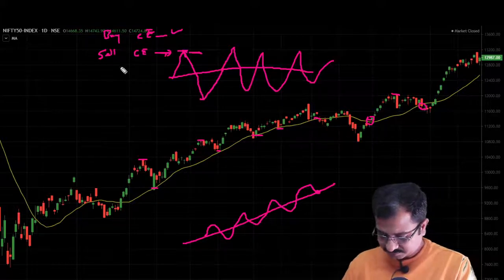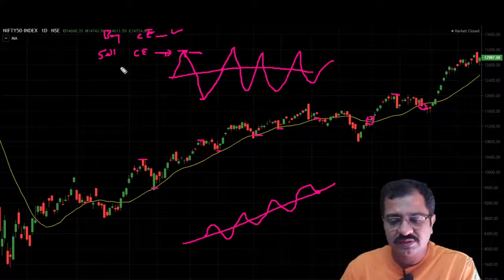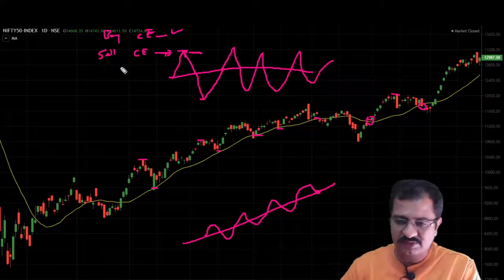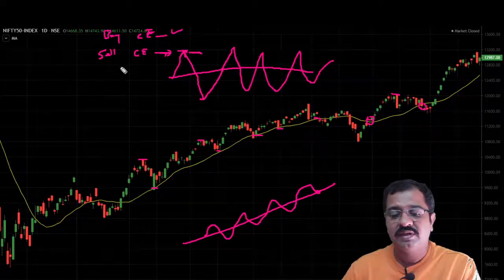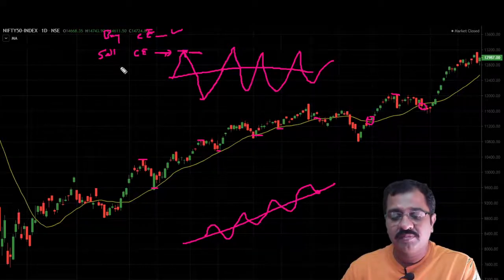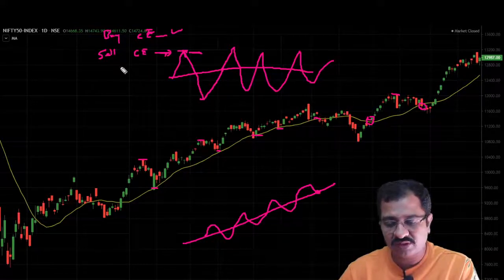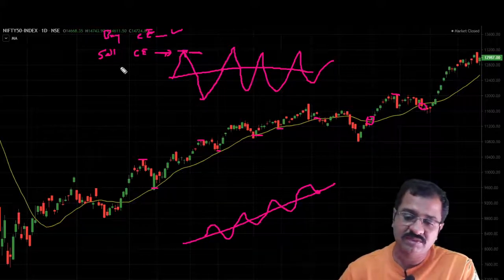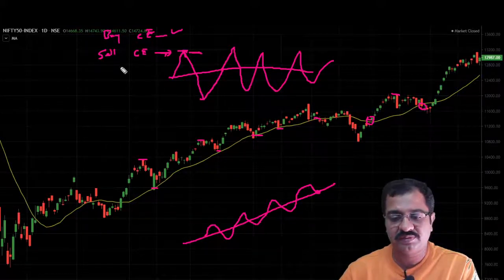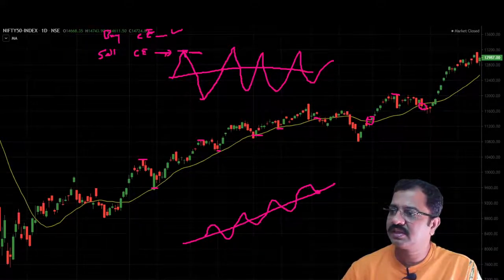Okay, the last strategy based on the nature of trading is statistical arbitrage. We saw trend following, we saw mean reversion. The last one is statistical arbitrage. Now, what is statistical arbitrage? Let me clear the screen.